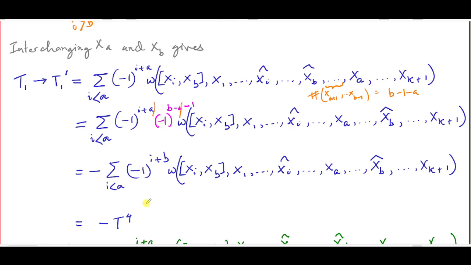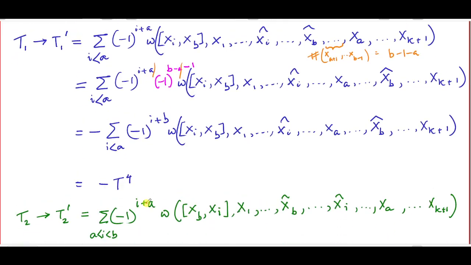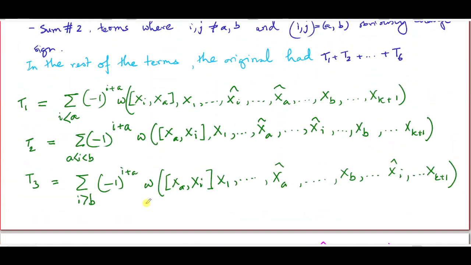The other terms are very similar, but let me just show you one more term just to reveal a bit of subtlety that could be there. This is the case of T2. T2, remember, was this term. And you want to interchange a and b once again here. So xb will be sitting here, and xb hat would be sitting here. That is, xb will be missing from this location. xa will be sitting here. And here, of course, you will have [xb, xi].